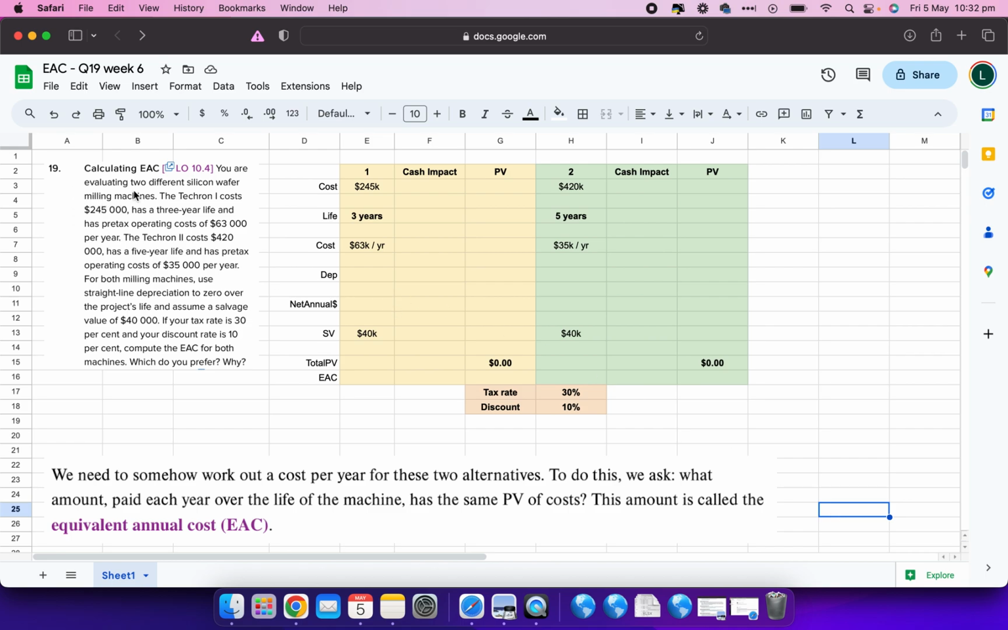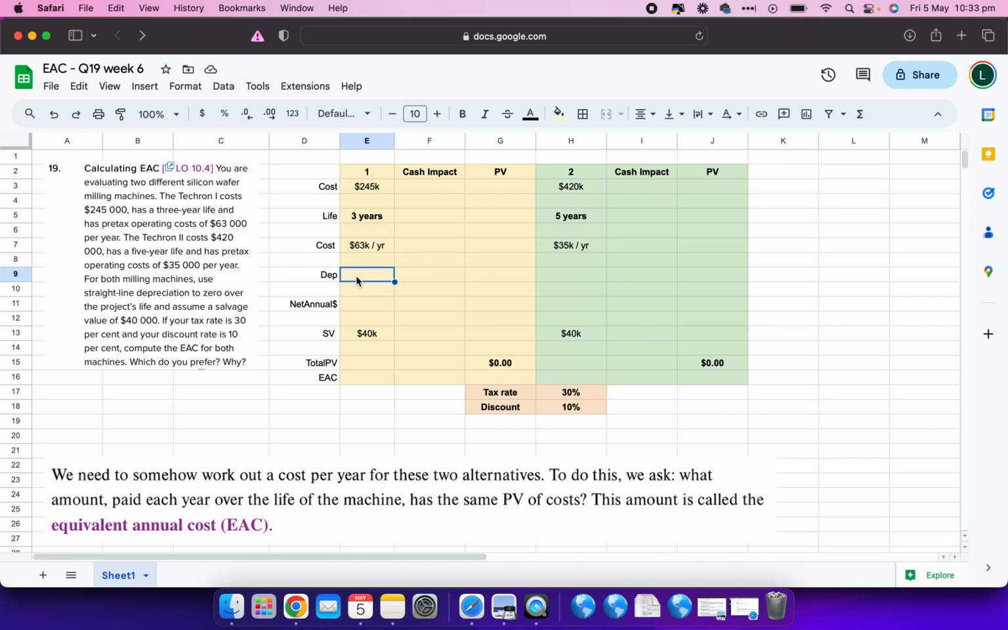So you are evaluating two different silicon wafer milling machines. The Techron 1, so this is our yellow section here, costs $245K, which I put in here, has a 3-year life, and pre-tax operating costs of $63K. Number 2 over here in our green has a cost of $420K, 5-year life, and pre-tax operating costs of $35K a year. For both milling machines, they use straight line depreciation with a zero balance.